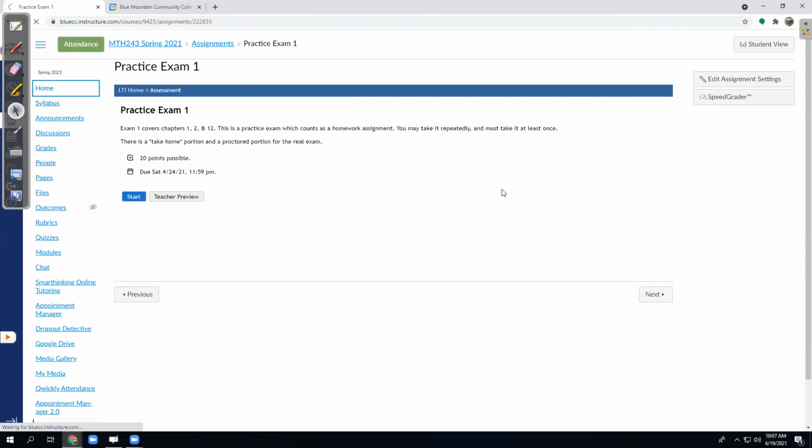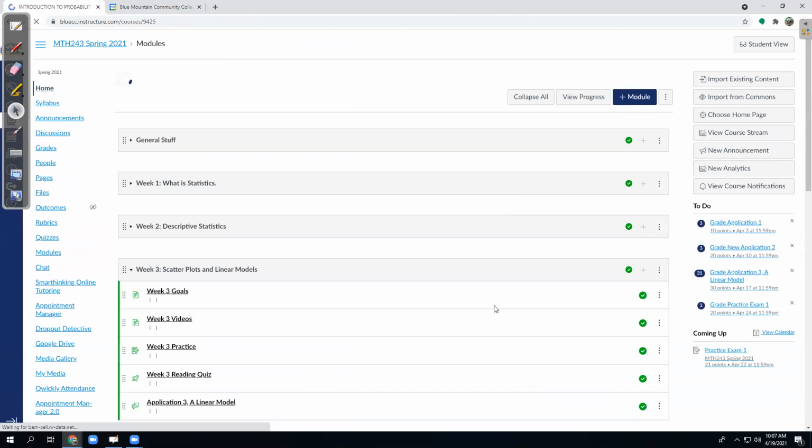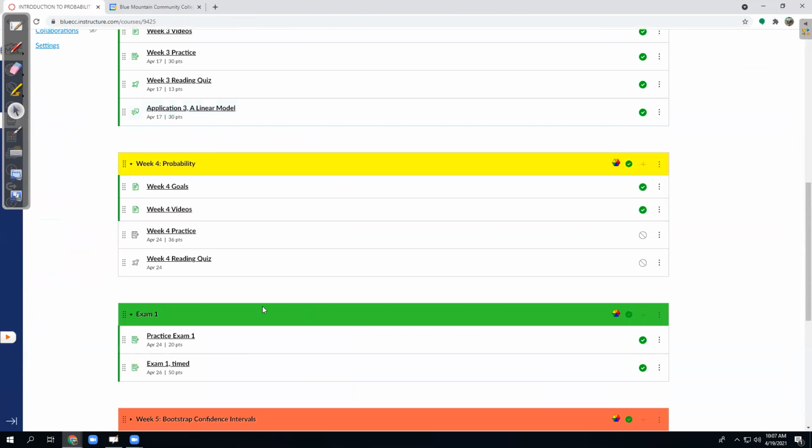So this week, I'm going to read the first two sections of the probability chapter, which is at the end of the book. And then there'll be practice problems and a reading quiz. Since I don't like to give exams immediately after covering something, probability will not be on the exam. The exam is only chapters 1 and 2, and it's really mostly chapter 2, which was the descriptive statistics.